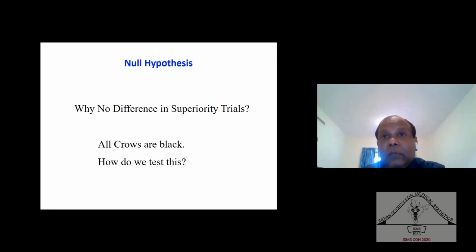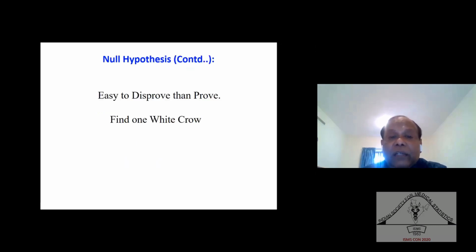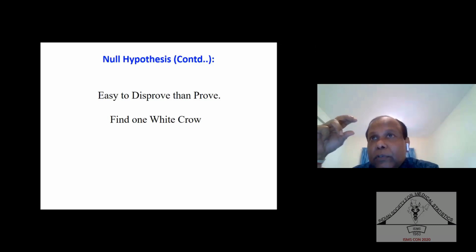If we wanted to show that all the crows are black, and I say, since my childhood, I have seen 100,000 crows, all the crows are black, therefore all crows are black. That doesn't work. In order to show that all the crows are black or not black, you have to find one white crow. That means the philosophy is that it is easier to disprove than prove. What does it mean? If I find one white crow, then the claim that all crows are black is rejected. So always you set the null hypothesis of no difference, find some evidence, and if there is evidence, then you reject the null hypothesis. That is how it works.